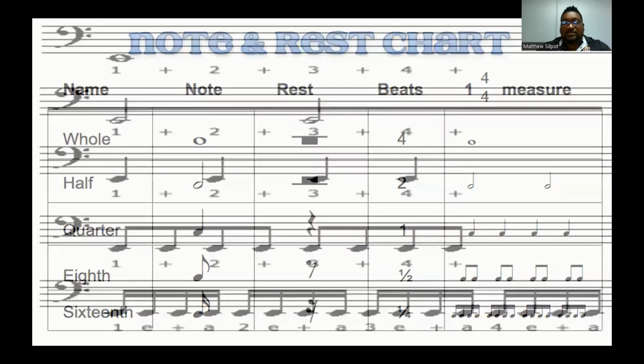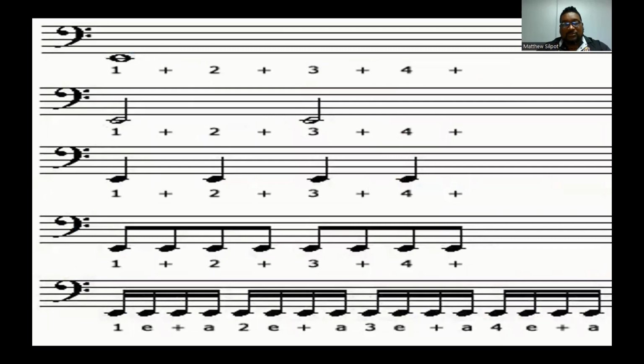So next chart, what we just spoke about, so it will be 1, 2, 3, 4, 1, 2, 3, 4, 1, 2, 3, 4, 1 and 2 and 3 and 4 and 1 e and a 2 e and a 3 e and a 4 e and a. Right. And that's how we get to the whole hierarchy of notation.